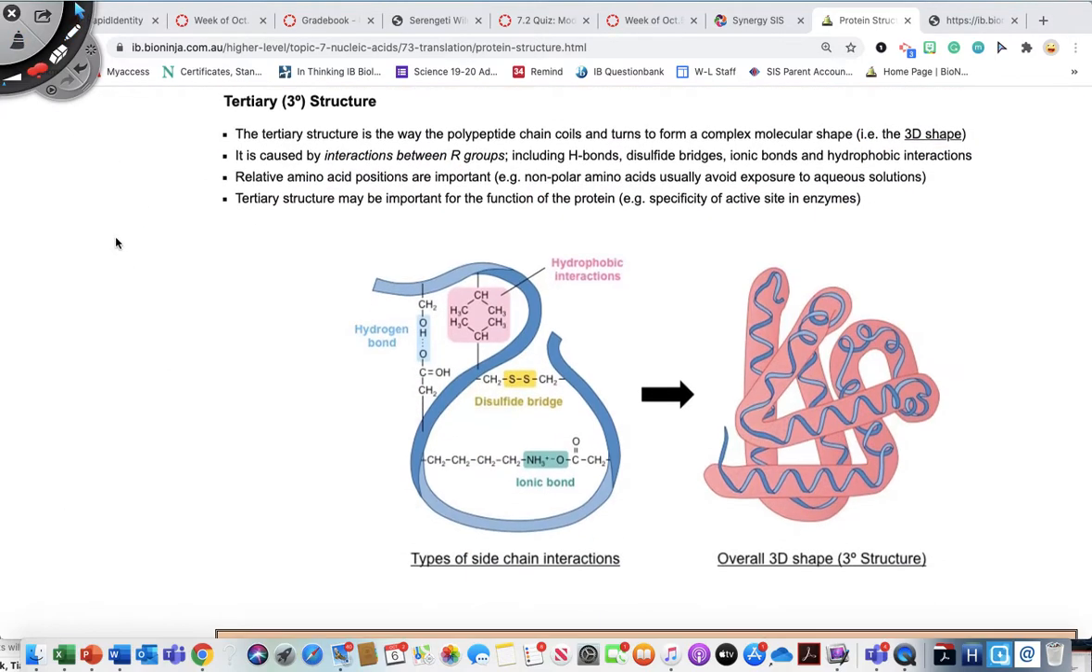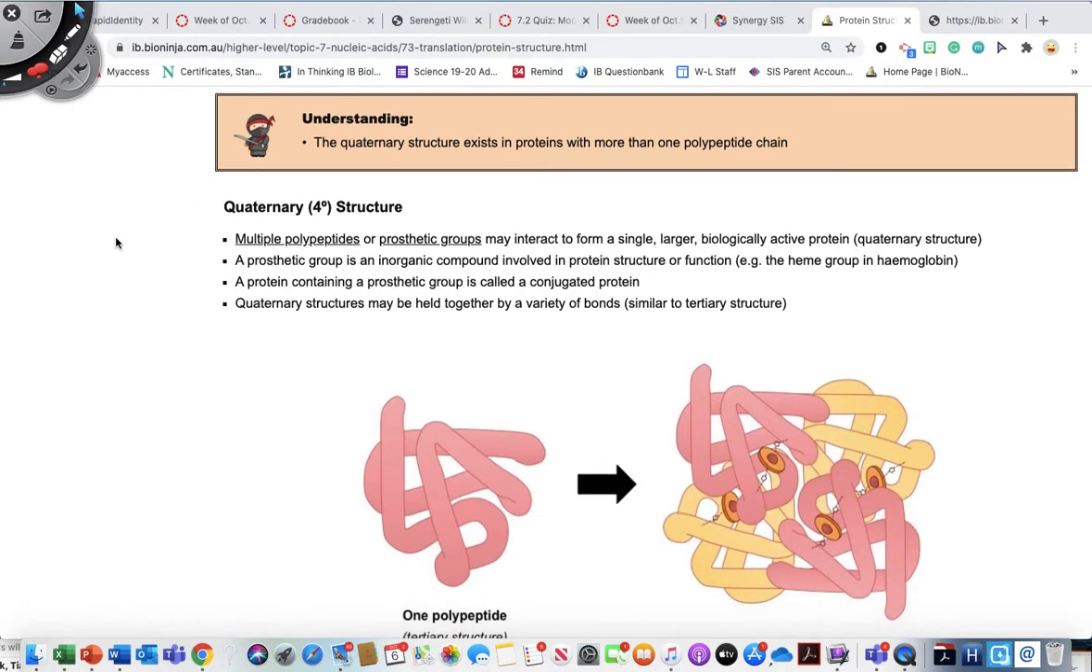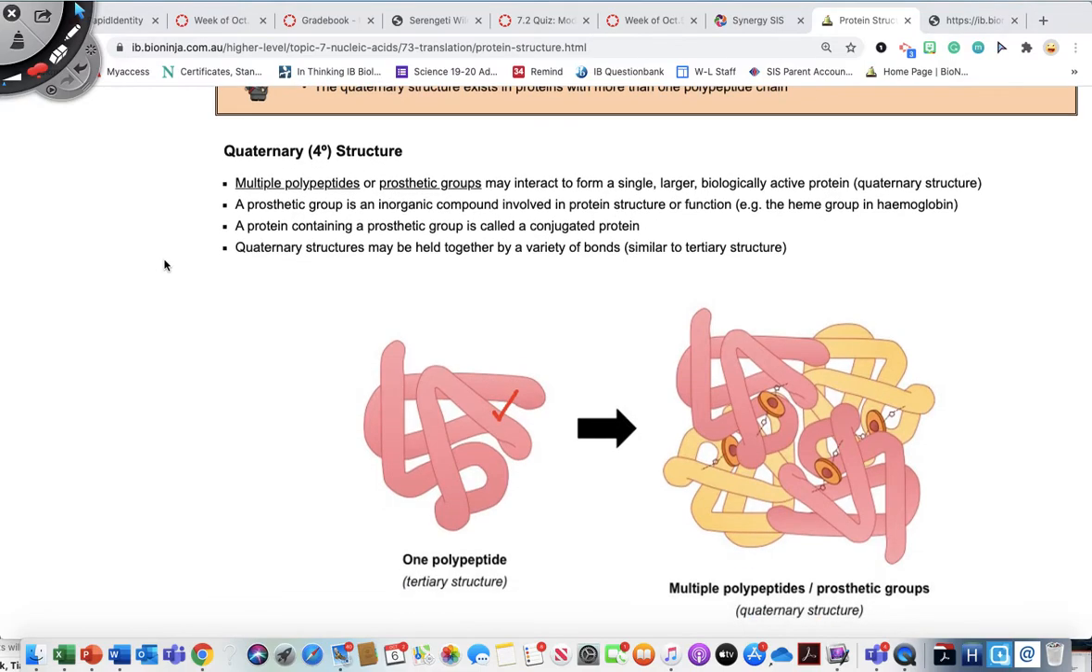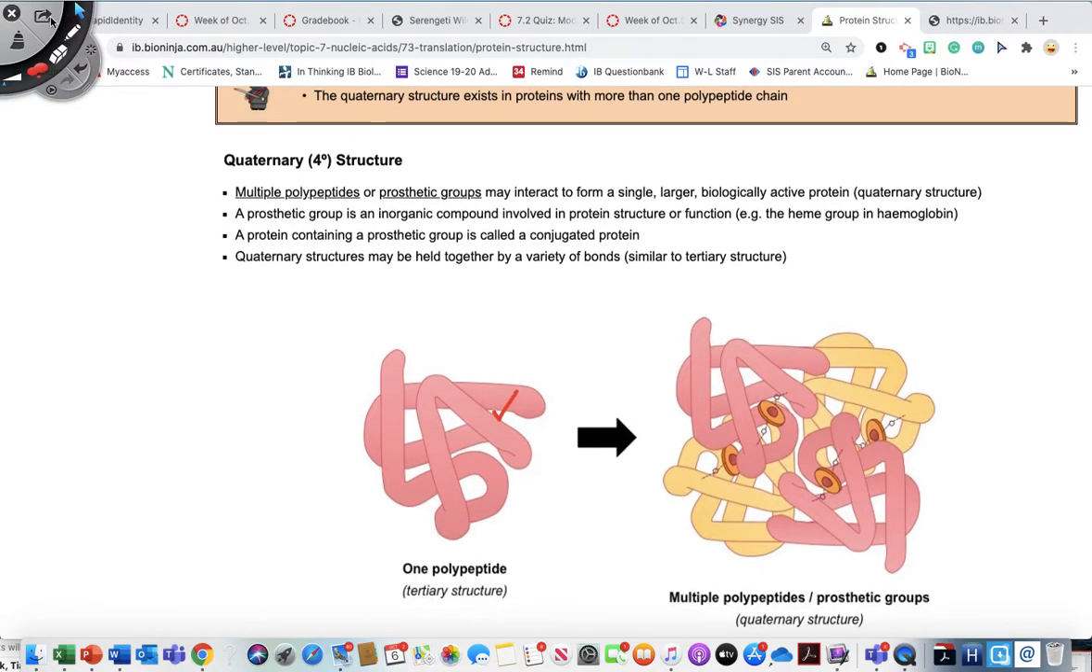All right, and then finally we have the quaternary structure, and this is easy to spot. This is easy to spot because you actually see more than one tertiary structure. So if we recognize this as a tertiary structure, let me move this up a little bit more. So if we recognize this as one tertiary structure, well, if we put 4 of them together, 1, 2, 3, 4, then we have a quaternary structure.